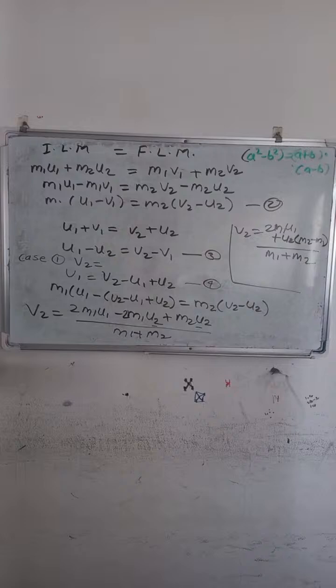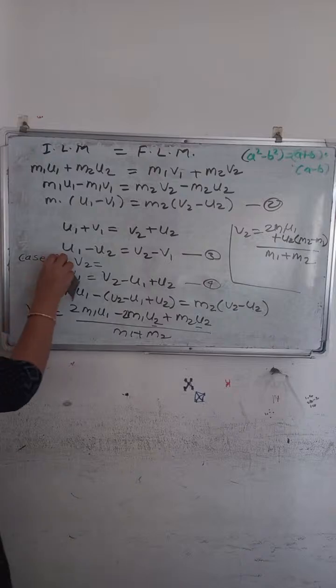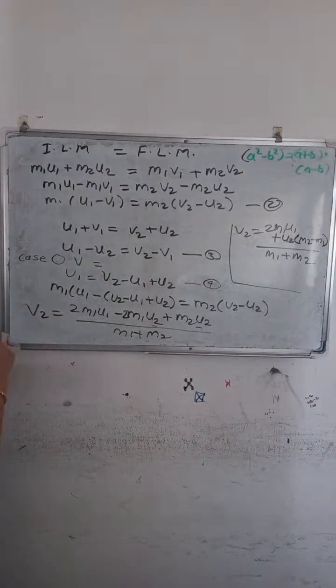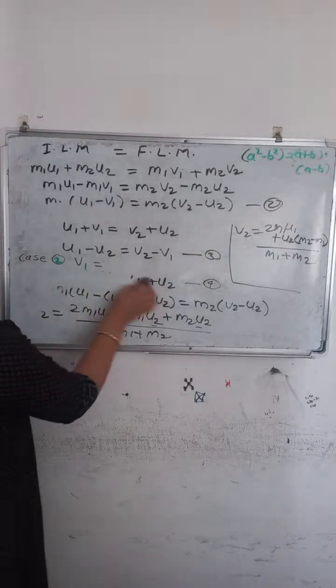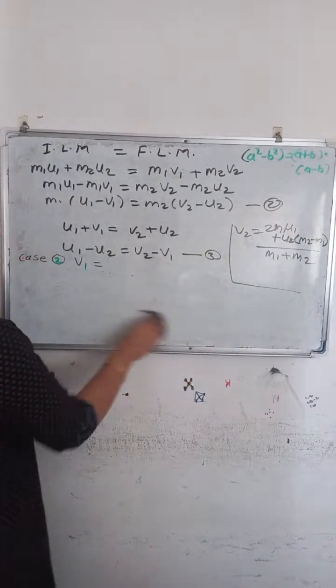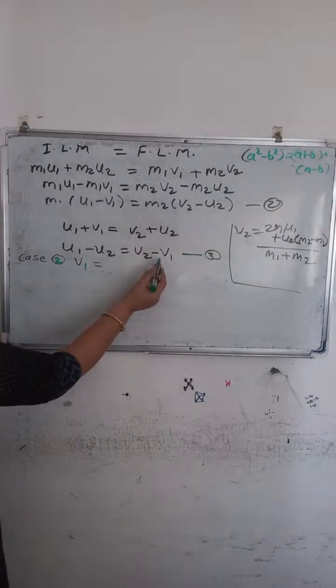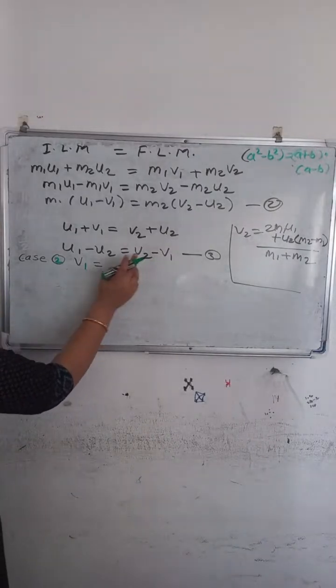Now we want to calculate the velocity v1 for body m1. As I told you, as we calculated velocity v2 by obtaining the expression for v1, now I want to calculate v1, that means I have to obtain the expression for v2. Now this is the second case. Here we want to find out v1, then with the help of equation 3, obtain the expression for v2.